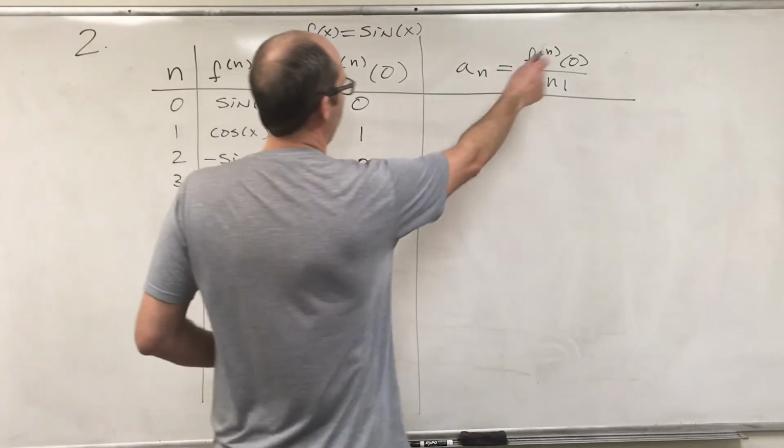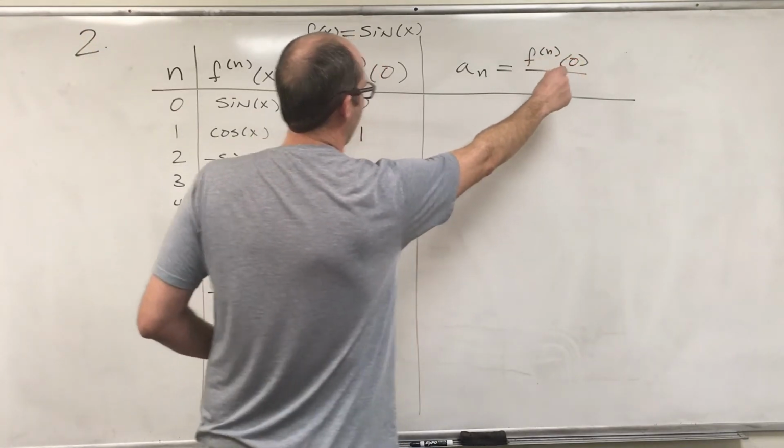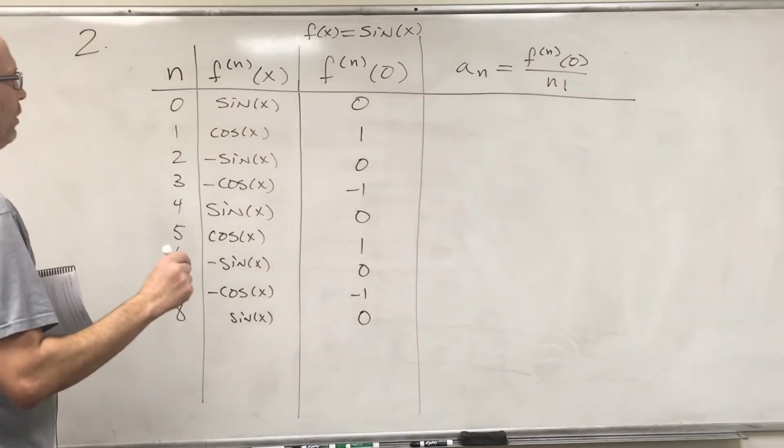Okay, so now using the formula fn of 0 over n factorial.